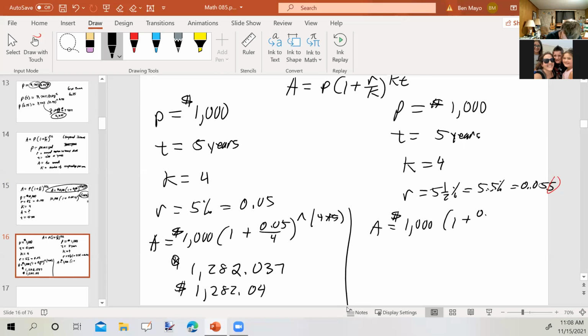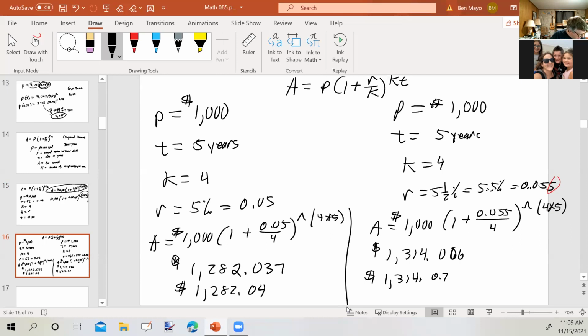Then over here, A equals $1,000 times 1 plus 0.055 over 4 raised to the 4 times 5 power. So 1,000 parentheses 1 plus 0.055 divided by 4, close it up, raise it to the parentheses 4 times 5 power, and I get 1,314.066. So that would be $1,314.07. And it said, how much more interest?